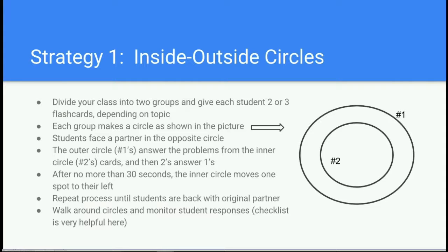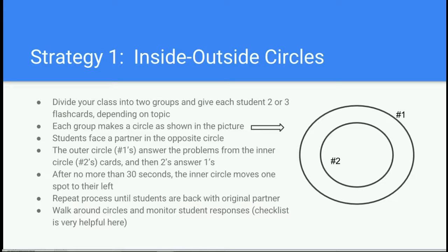So this was always one of my favorite. Now, I'm going to say this is really good for fluency skills when students just have to know vocabulary or math facts or science, any kind of factual information that's got to be automatic and it's got to be fluent. So you separate into 2 circles. The inside circle turns and faces a partner on the outside circle. And each student has 2 or 3 flashcards. Depending on the topic, you may make that more or less. And they take turns answering each other's questions.